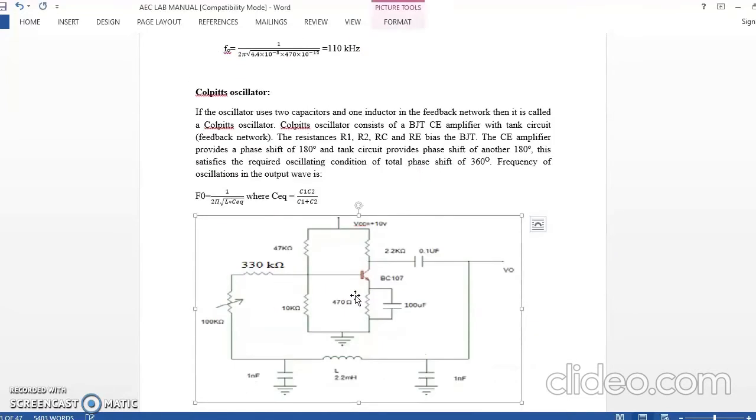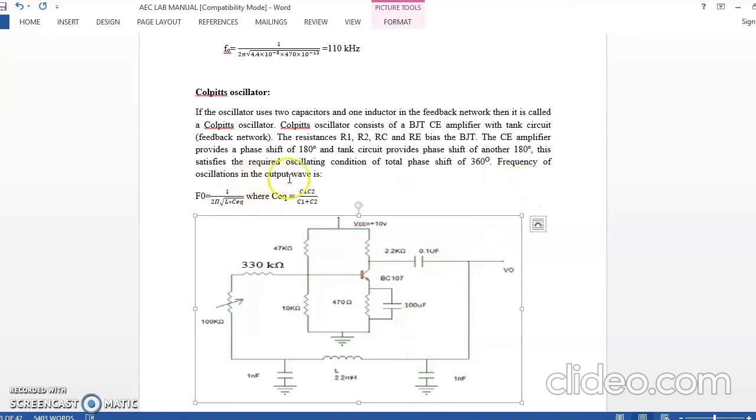Now let us see the design of Colpitts oscillator. In Colpitts oscillator, again we have BJT in common emitter configuration, and we have two capacitors and an inductor in the feedback network. Again here, common emitter amplifier provides 180-degree phase shift, and the tank circuit provides additional phase shift of 180 degree. Satisfying the condition of oscillations, the total phase shift will be 360 degree.